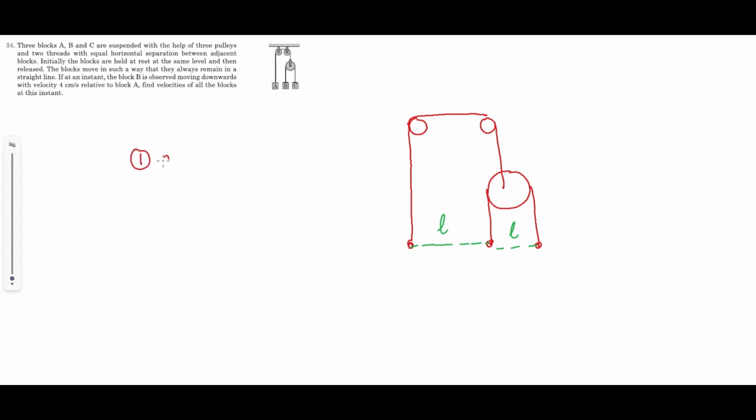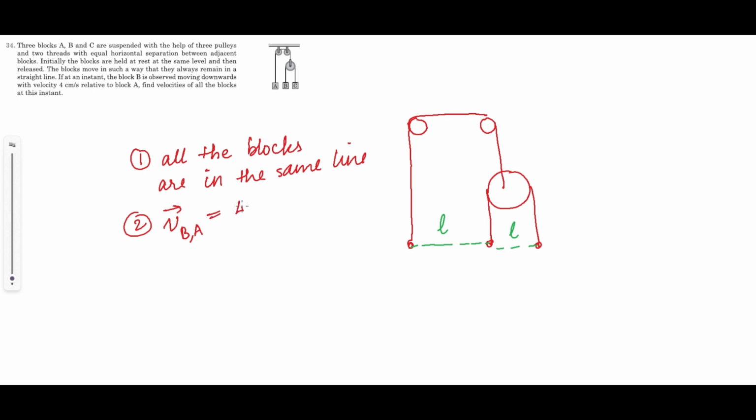First, all the blocks are in the same line. Second, we are given that the velocity of B with respect to A is 4 cm per second falling downwards. We also have a third constraint that we would call the line constraint or length constraint.